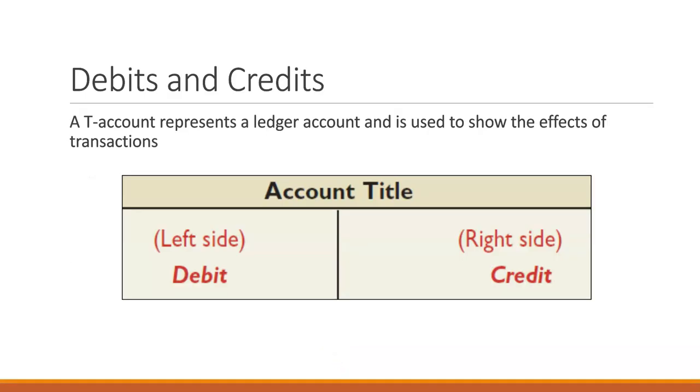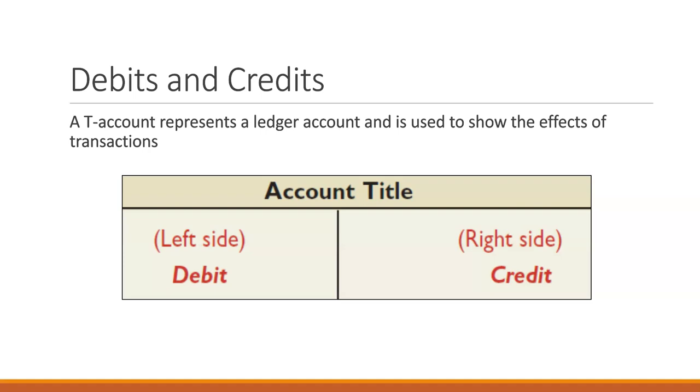Double entry accounting. Double entry accounting is how accounting gets recorded. It's called double entry because whatever we do affects at least two accounts. Here in this picture, you see what's called a T account. A T account represents a ledger account and is used to show the effects of transactions.